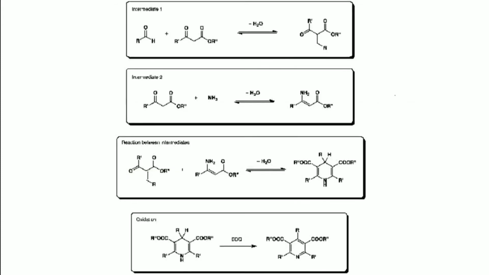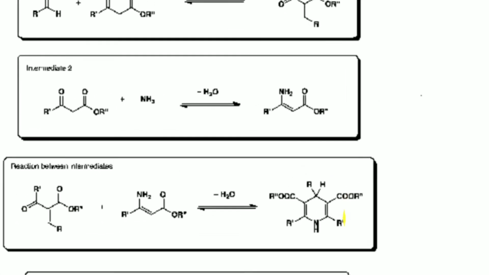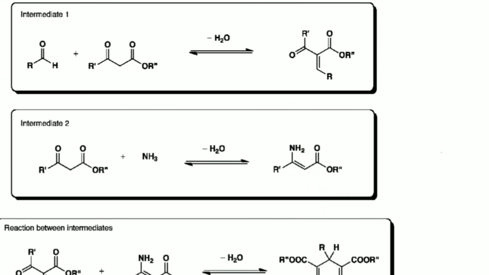Now we will see the mechanism. In the mechanism, 2 intermediates are formed. The first intermediate is formed when 1 mole of beta-keto ester reacts with an aldehyde molecule, and the removal of a water molecule takes place. So the first intermediate is formed.